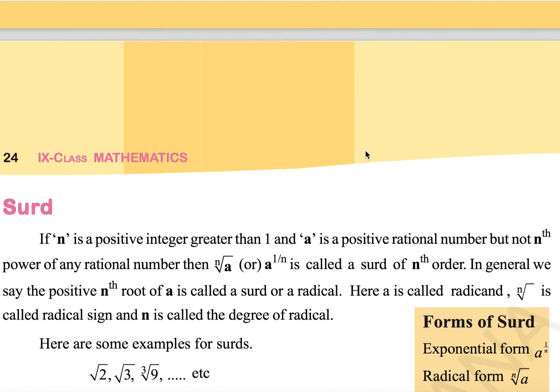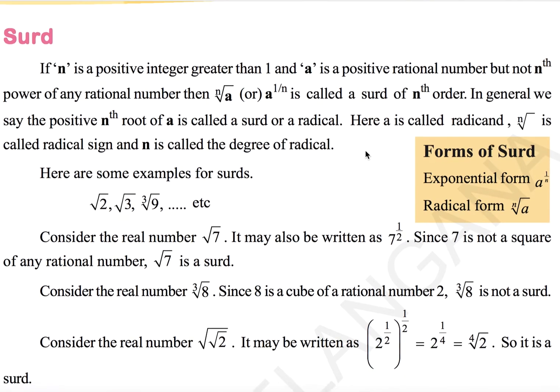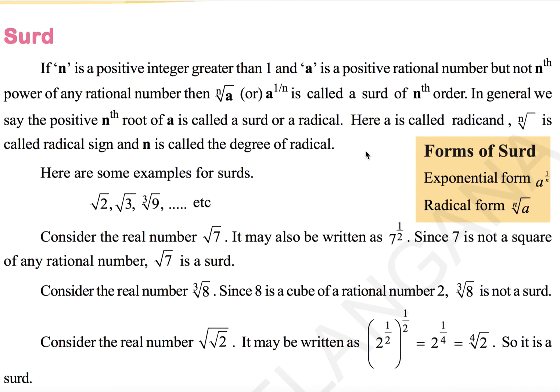Okay. Third, what is third? If n is a positive integer greater than 1 and a is a positive rational number but not nth power of any rational number, then nth root a or a power 1 by n is called a surd of nth order. In general, we say the positive nth root of a is called a surd of order n. Here a is called radicand, the nth root symbol is called radical sign, and n is called the degree of the radical.